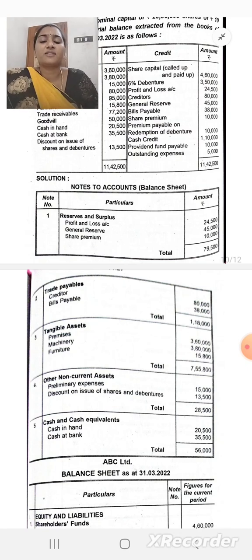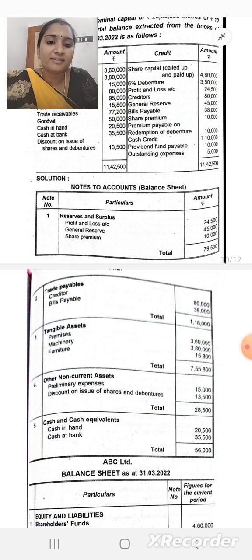What is the next item appearing in the notes? Trade payables: creditors and bills payable. These two items are recorded in trade payables. Bills receivable and debtors should not come in trade payables. We take only creditors and bills payable. So 80,000 for creditors and rupees 38,000 for bills payable, and the total amount is 1,18,000.